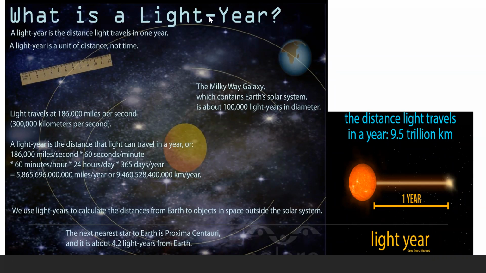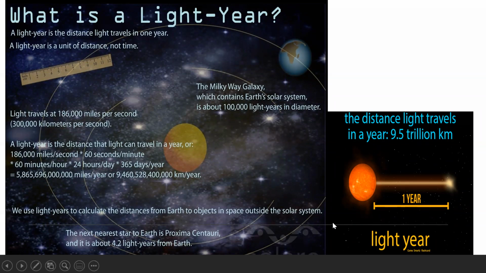So the nearest star to Earth is Proxima Centauri. It is about 4.2 light years from Earth. So when you are looking at the nearest star, what you are seeing is what existed there 4.2 years before. 1 light year is 9.5 trillion kilometers.